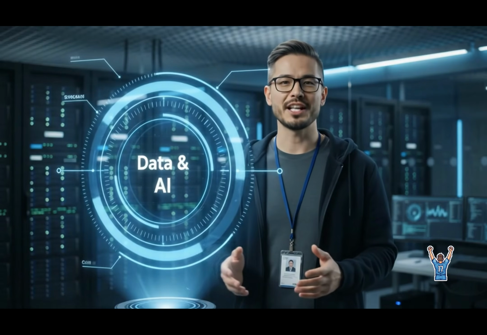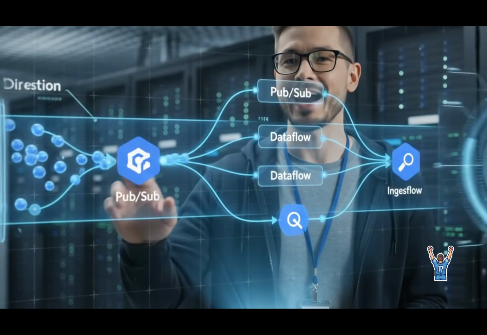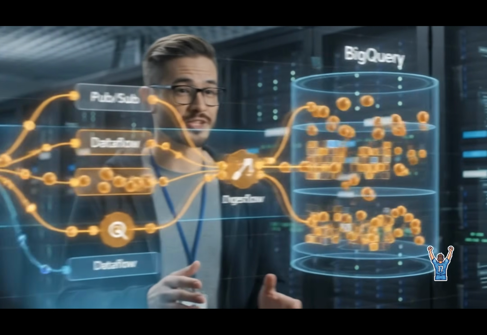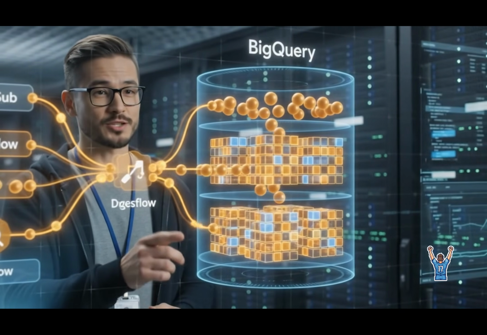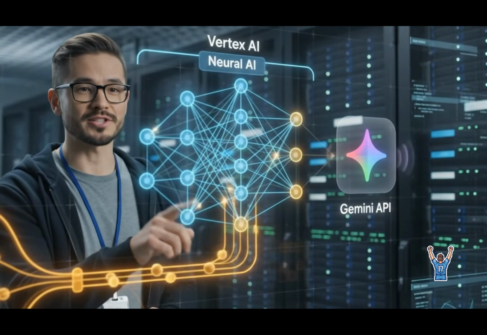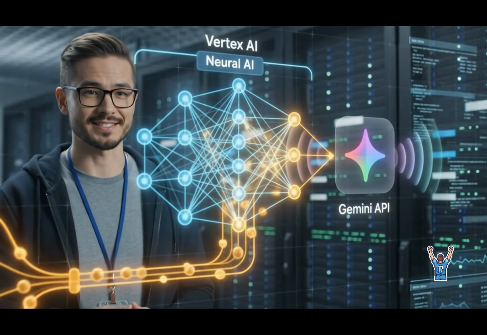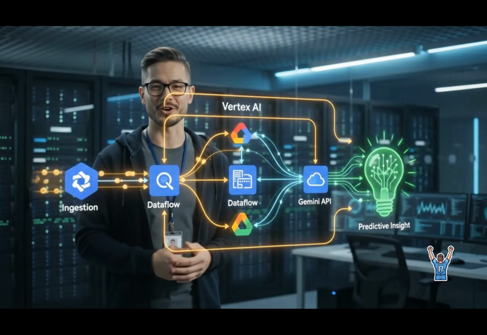Let's break down GCP's data and AI ecosystem. Ingest with Pub/Sub, process with Dataflow, and warehouse in BigQuery for predictive insights. That's your three-step reference architecture.